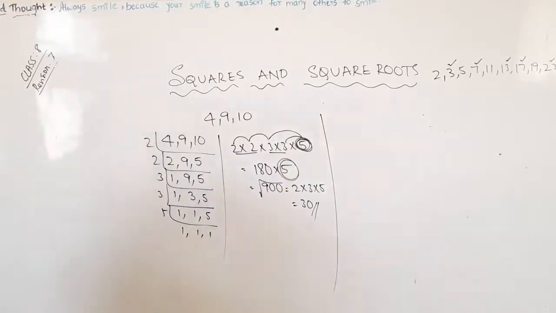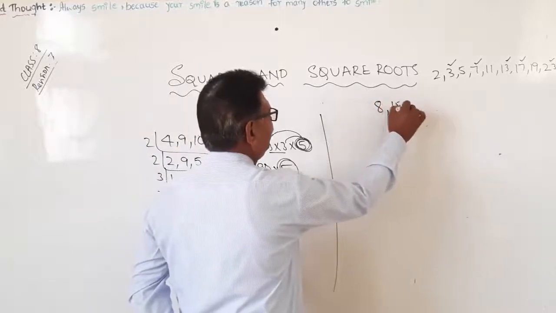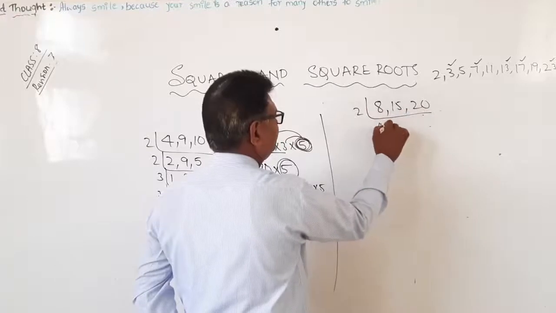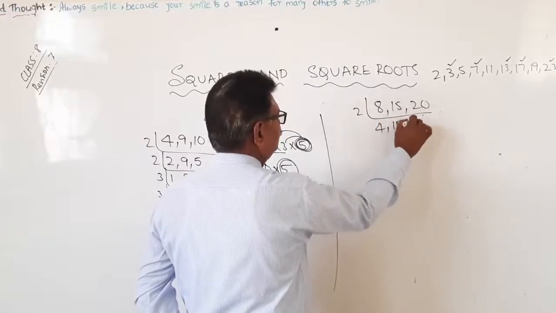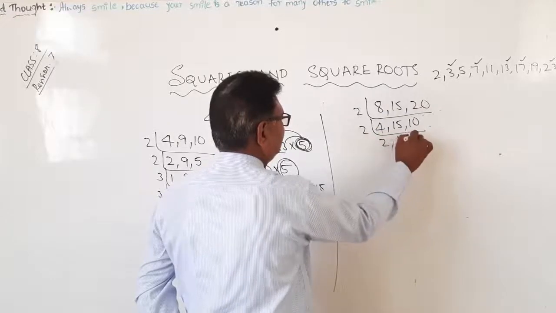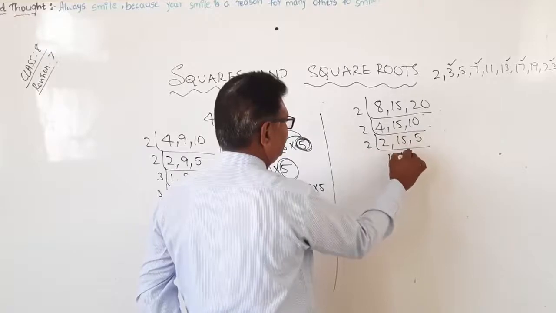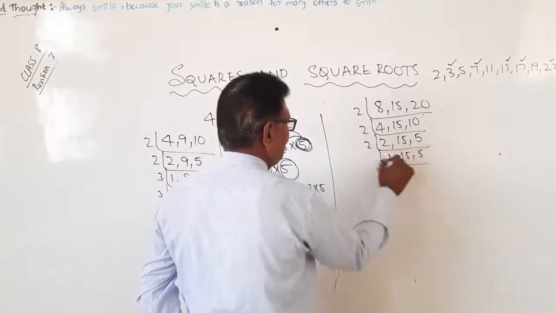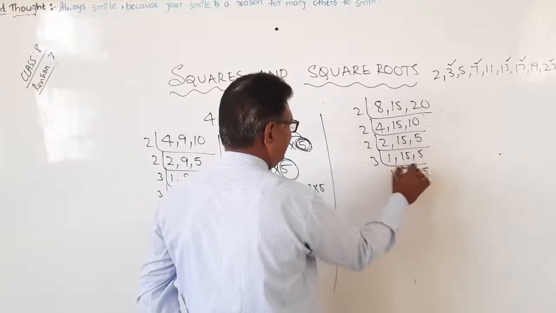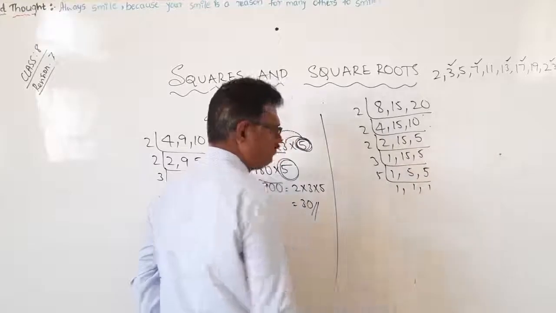8, 15, 20. Same. 8, 15 and 20. Now take the LCM. 2 4s are 8, 15 as it is, 2 10s are 20. 2 2s are 4, 15 as it is, 2 5s are 10. 2 1s are 2, 15 as it is, 5. With 3, 1 as it is, 3 5s are 15, 5 as it is. Again with 5, 1, 1, 1.